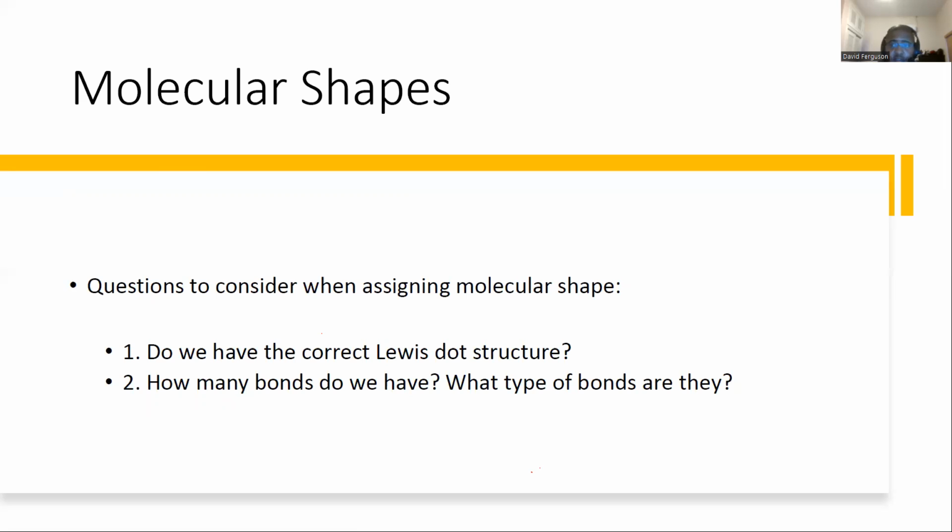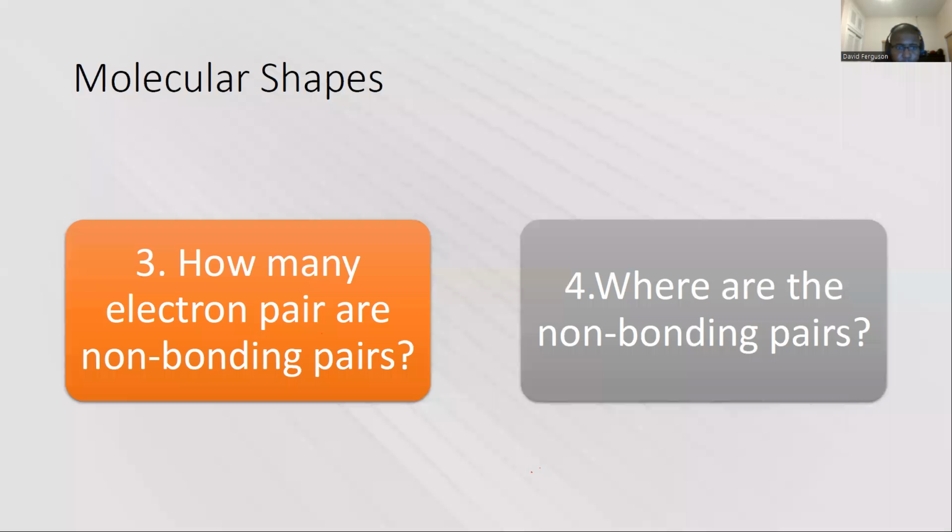And remember, single bond, double bond, triple bond, lone pair, all of those fall under the umbrella of an electron group. Single bond, double bond, triple bond, lone pair, or non-bonding pair. In this context, those terms can be interchangeable. Non-bonding pair, lone pair, fall in the umbrella of electron group. So how many pairs are non-bonding pairs? Where are the non-bonding pairs?